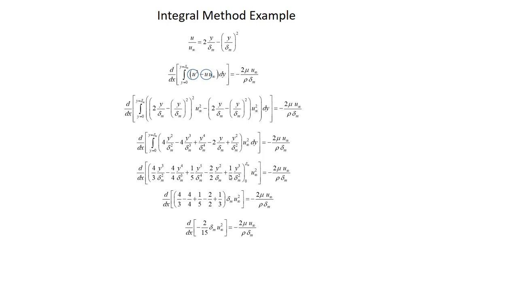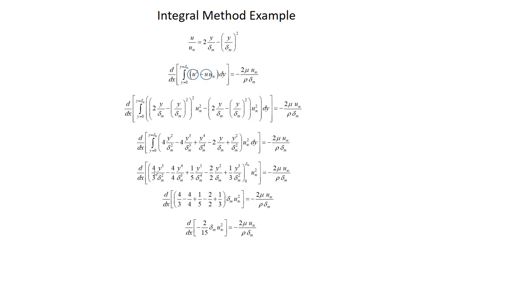So at 0, this whole thing is 0, so I really only have the upper limit. And the upper limit, if I plug into here, you can see every one of these terms, if I plug in y equals delta m, I'm going to have a delta m, right? This is going to be delta m cubed over delta m squared. That's going to be a delta m. This is going to be delta m to the 4th over delta m to the 3rd. That's going to be a delta m, and so on and so forth.